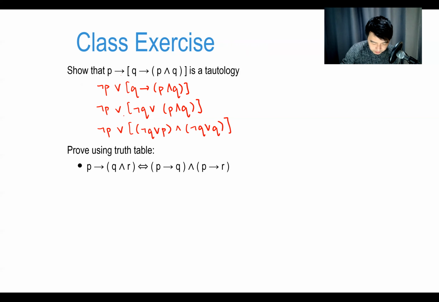Okay, so again, you'll notice that this part is a true. So this is a true. So Q or not Q turns out to be true. True and X is just X. So what we're left with in this situation is not P or, and then not Q or P.